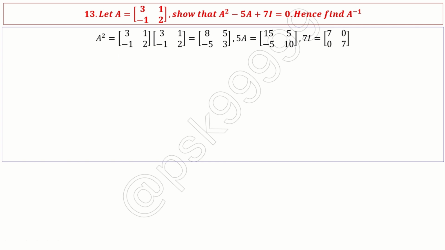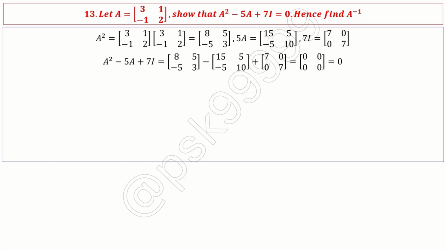So A square, we know, is A into A. So this is my A square. 5A is just a constant multiplied with each element of A. This is my 5A. This is 7I: 7, 0, 0, 7. Now all I need is A square minus 5A plus 7I, which is nothing but all zeros I got. Correct. So it is verified that this is true.